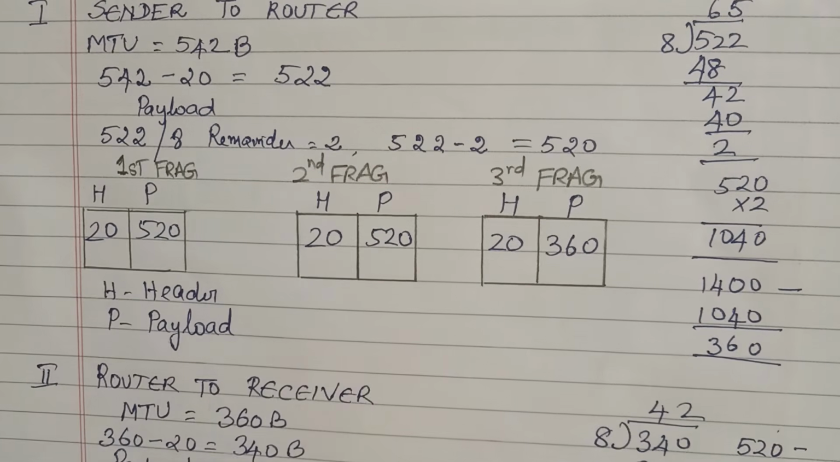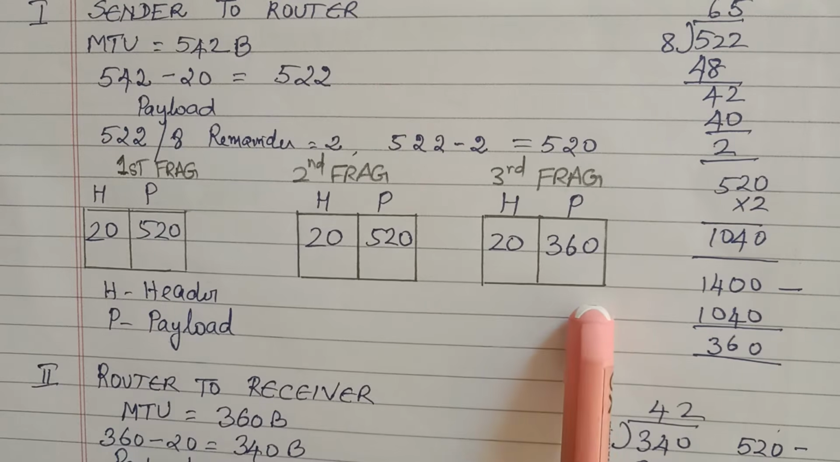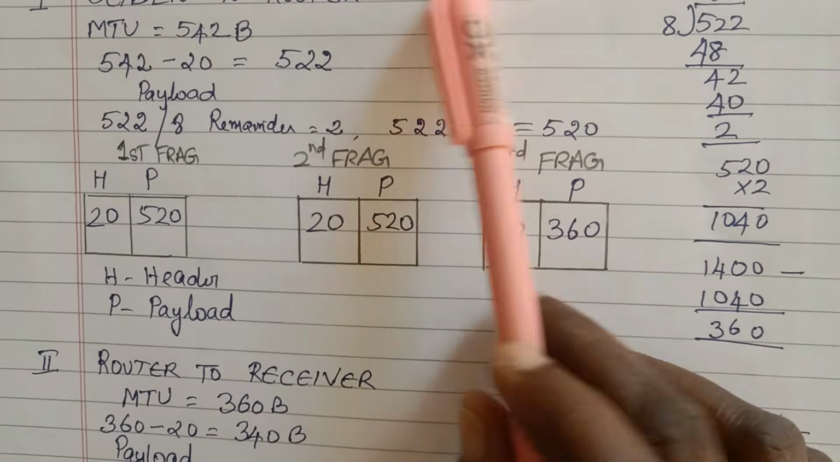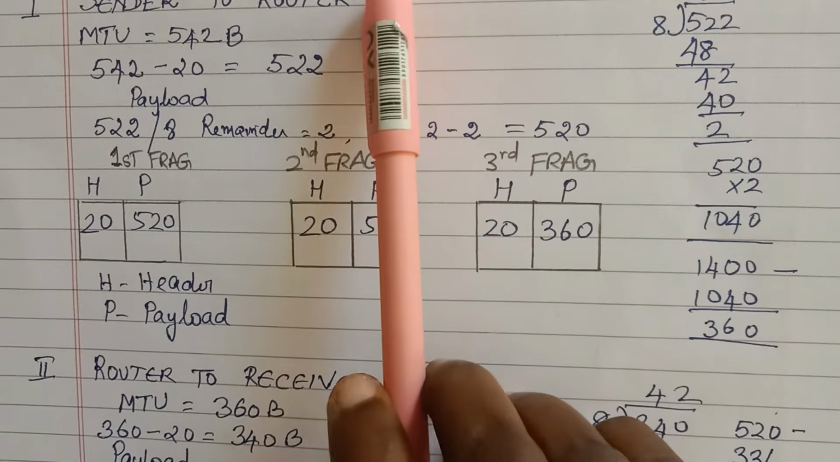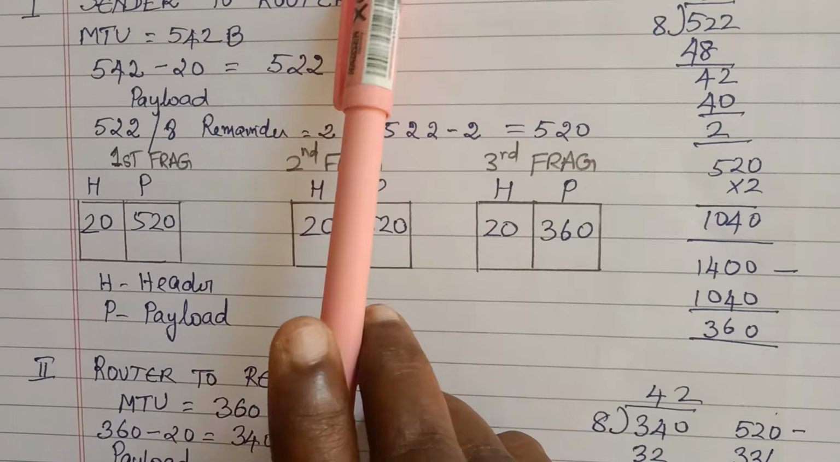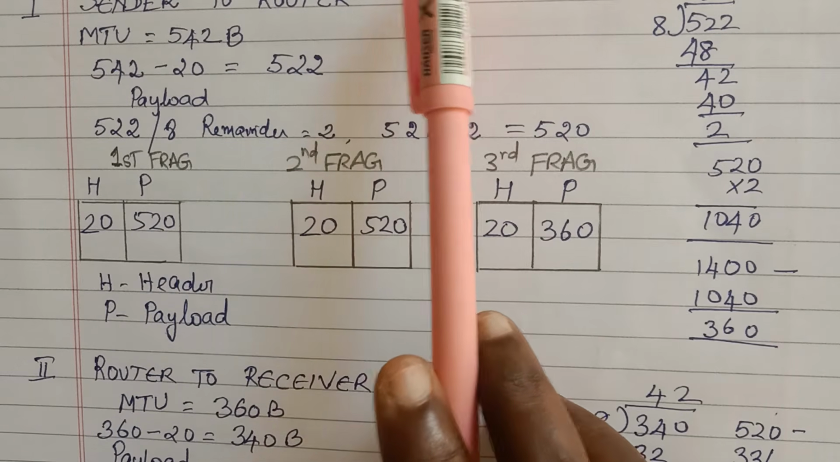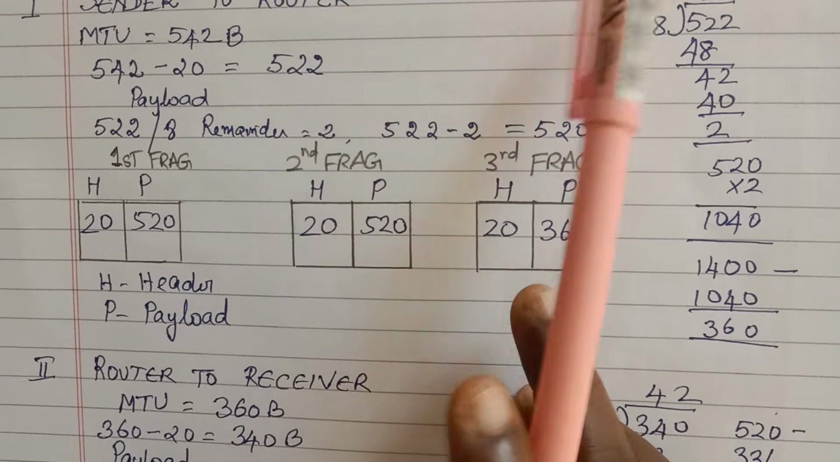Hence from the sender to the router you have three fragments: the first with 20 header and 520 payload, the second with 20 and 520, and the third with 20 and 360. Next we'll see the second part, from the router to the receiver. The data has been fragmented and sent to the router as three fragments. These three fragments now have to go from the router to the receiver.